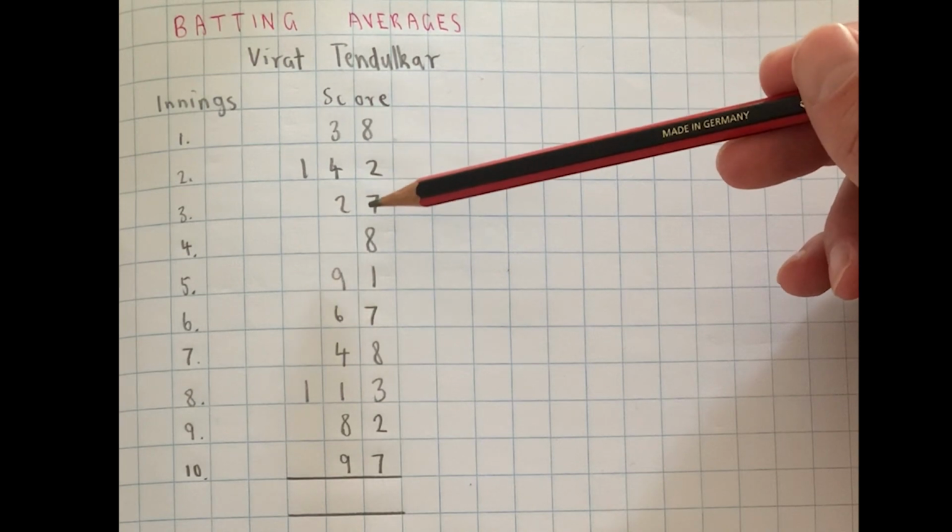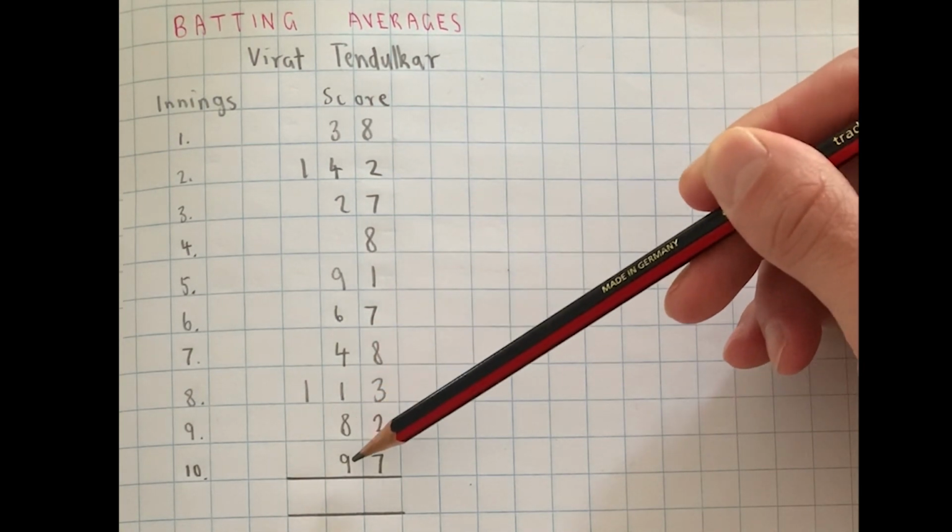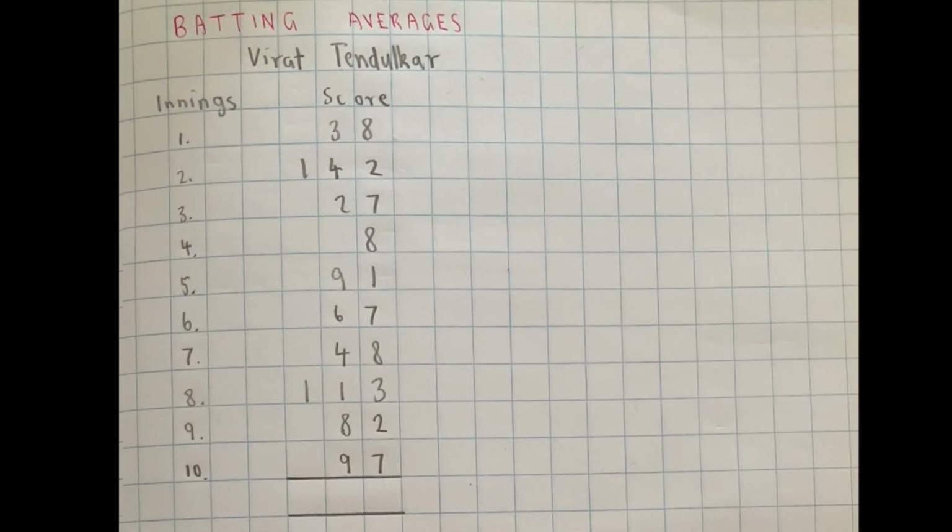So I've made up some scores here. And when I look down this list, I am estimating that Virat Tendulkar is going to have quite a good average. There's lots of scores above 50, which is traditionally a great average. And there's a couple of scores even above 100. So it'll be interesting to see what average he ends up with, Virat Tendulkar.